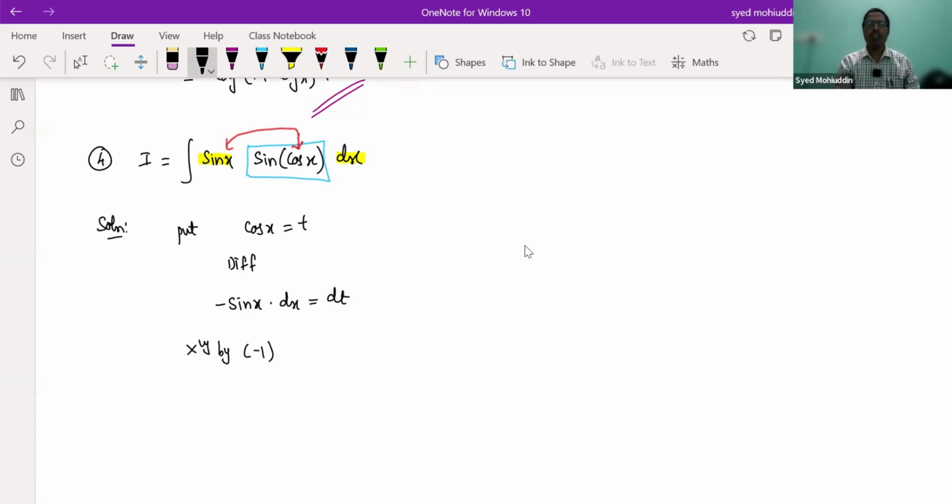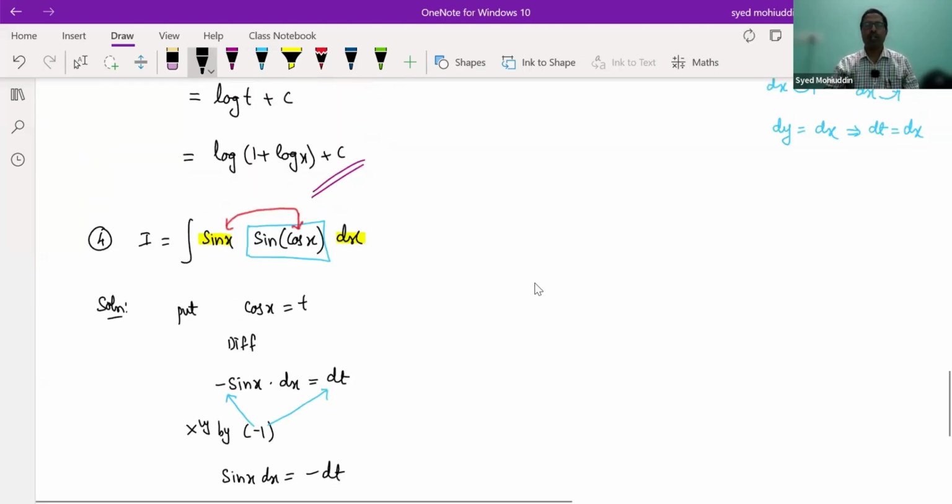So minus of minus will become plus sine x into dx. Right hand side minus 1 multiplied by. So this minus is multiplied by this minus, and minus is also multiplied by dt. Minus 1 into dt will give you minus dt. So minus goes on the right hand side.